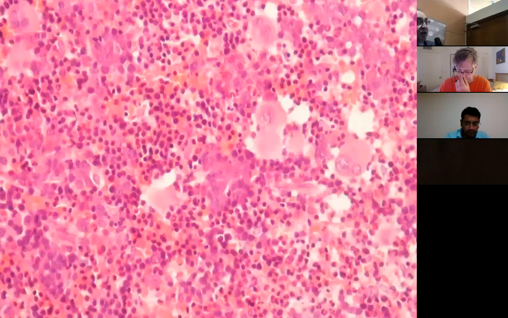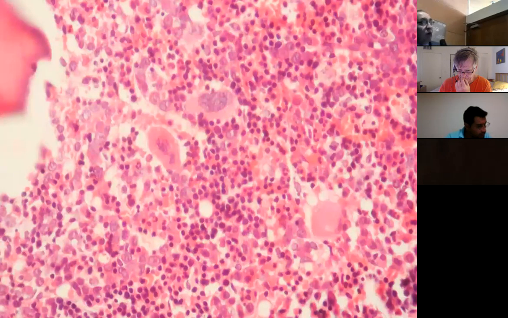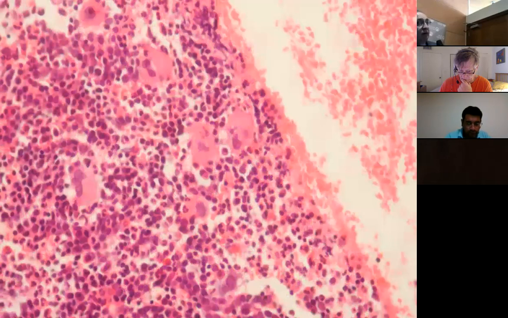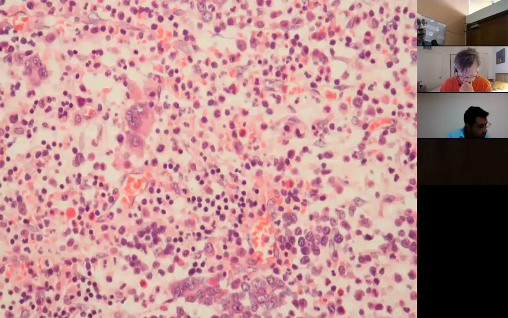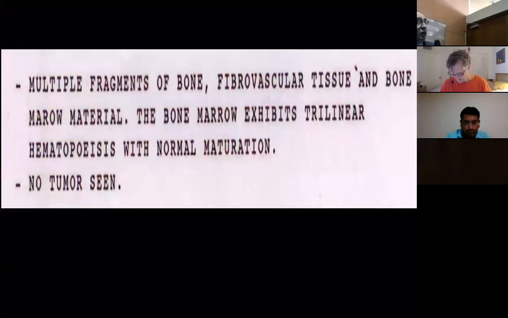Same thing, these are the erythroid, myeloid, and megakaryocytes. Same thing here, you can see this is trilineage hematopoiesis. Again, very cellular bone marrow with all three hematopoietic elements present. This is another area, but you can see here, these are the immature myeloid series, and these are the megakaryocytes. Okay, I think that's it.